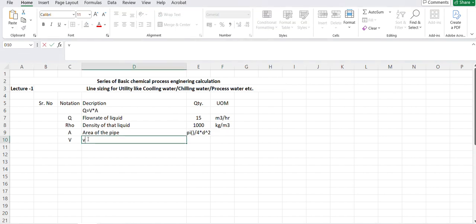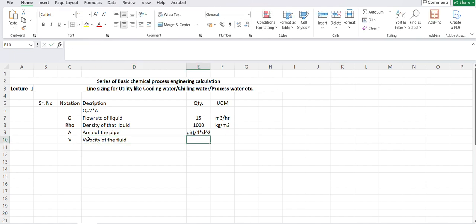Here V is the velocity of the fluid. Here we are considering the fluid as cooling water. So we can consider the velocity between 1.5 meter per second to 3 meter per second. And for more details, you can take a reference of velocity from the API 14E guidelines. Here, we are considering the velocity 2.5 meter per second. You can select 3 also.